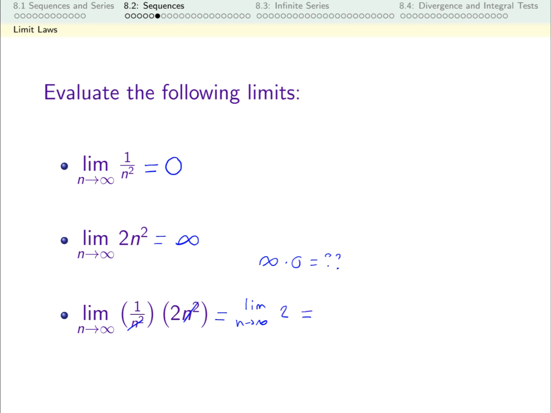So for this sequence, when n is equal to 1, the term is 2. When n is equal to 2, the term is 2. When n is equal to 3, the term is 2. And when n is equal to 4, the term is 2. This sequence is just 2, 2, 2, 2, 2, so its limit is 2. Again, you have to be careful with infinity times 0. Sometimes it's 0. Sometimes it's infinity. Sometimes it's 2.